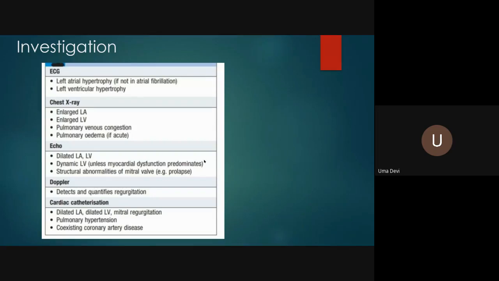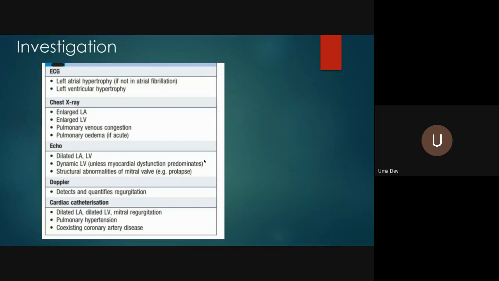And echo will show, like I already showed you, dilated left atrium and left ventricle. You have to see whether the LV is functional or dysfunctional. And what are the structural abnormalities, whether it's mitral valve prolapse or it is due to rheumatic heart disease or due to annular dilatation or due to chordae tendineae rupture, that is the papillary, all that can be made out by your echo. And Doppler will quantify the amount of regurgitation which is occurring.